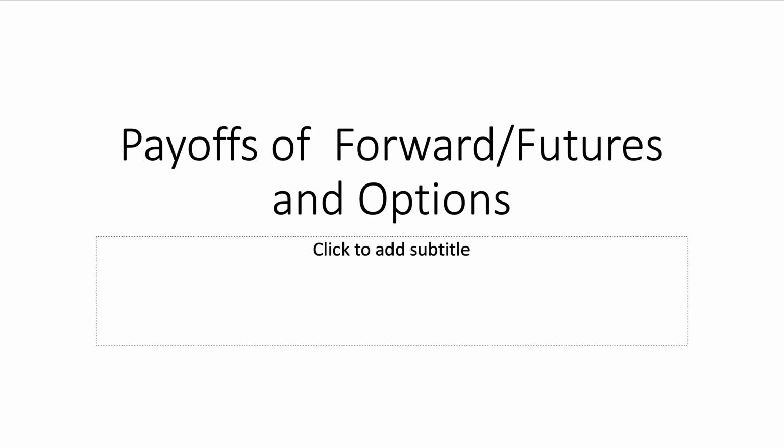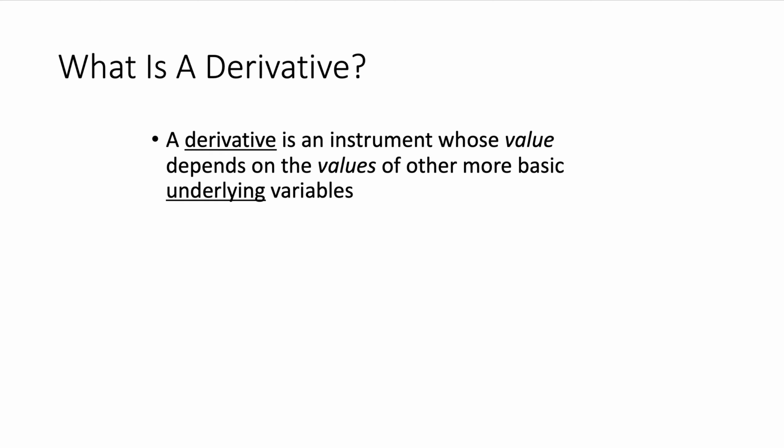In this video, let's pay attention to payoffs of those common derivative securities like forward, futures contract, and options contract. Now, what is a derivative? By definition, a derivative is an instrument whose value depends on the values of other more basic underlying variables.